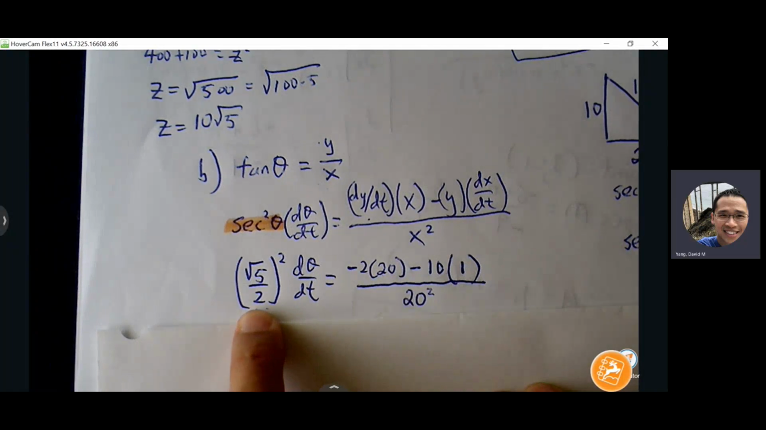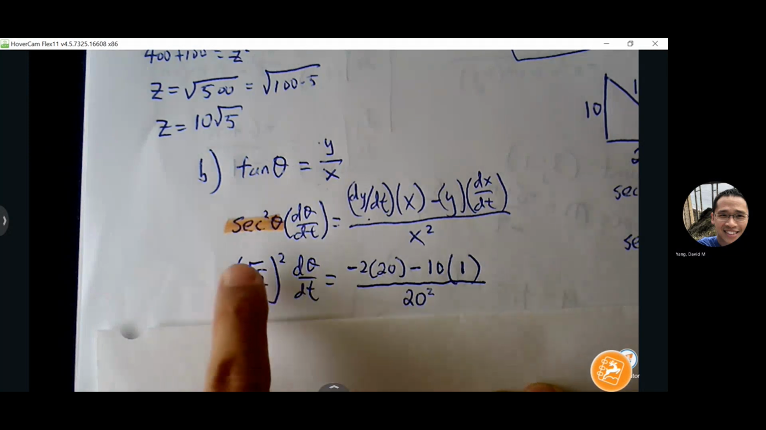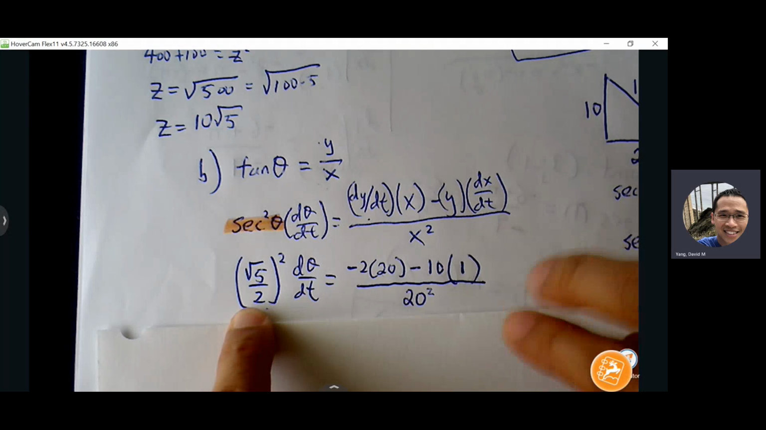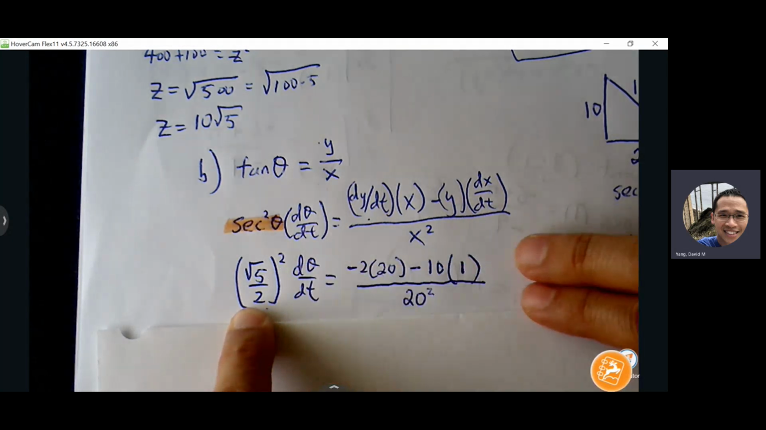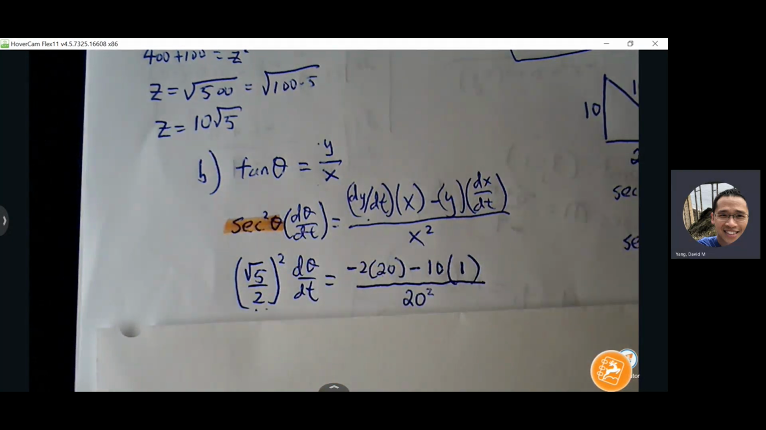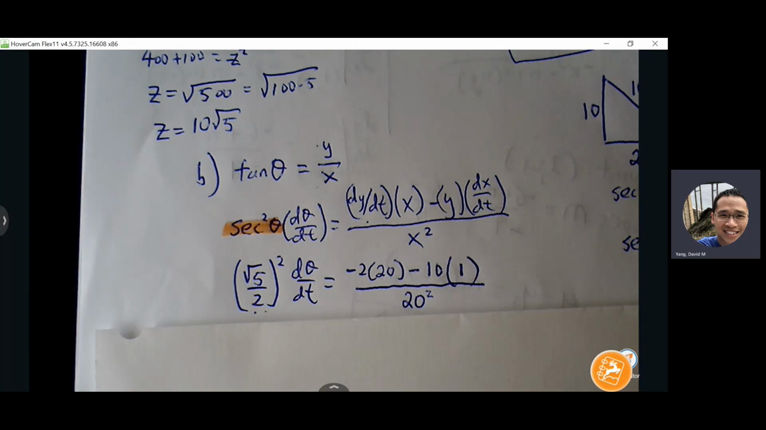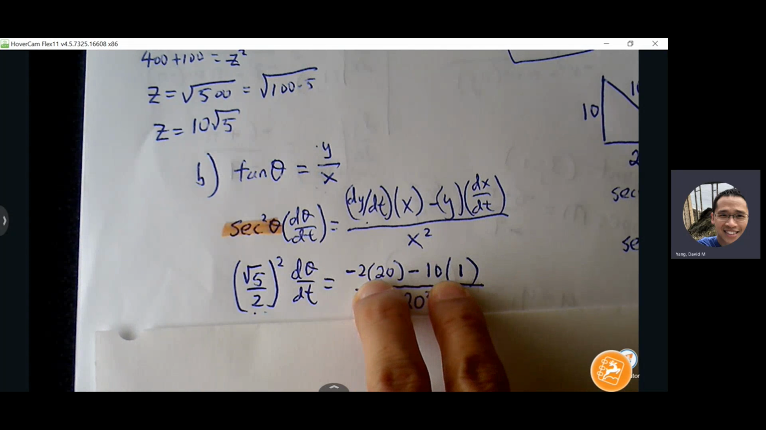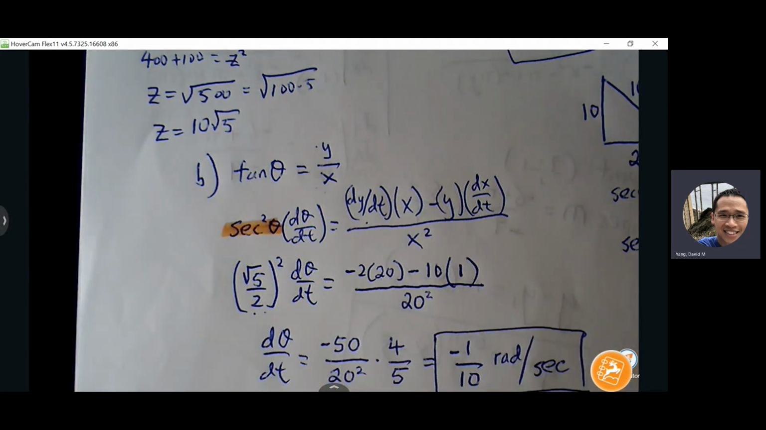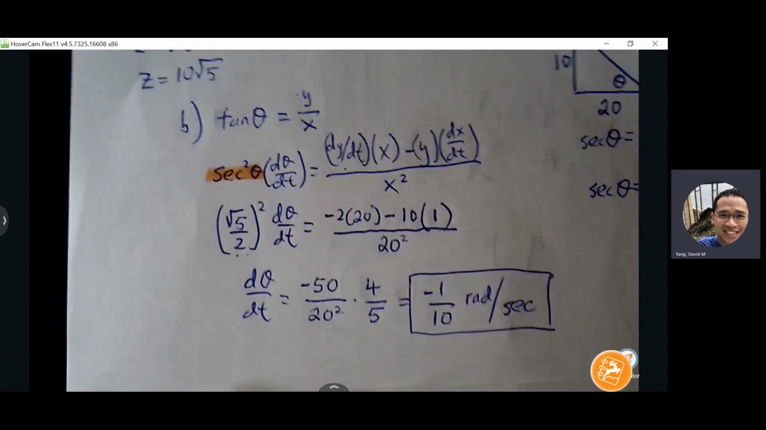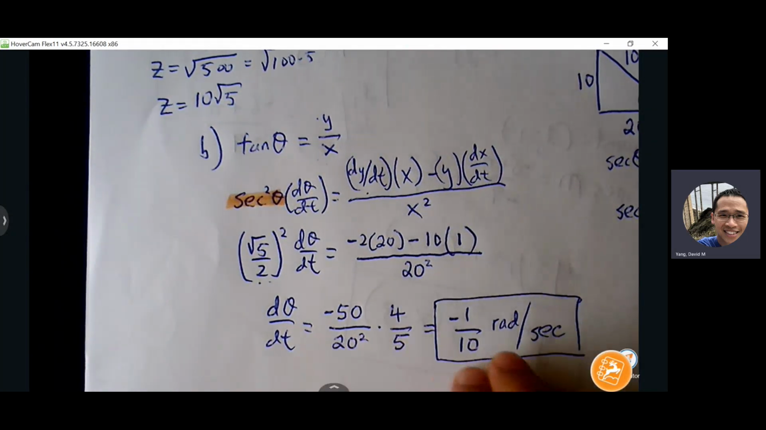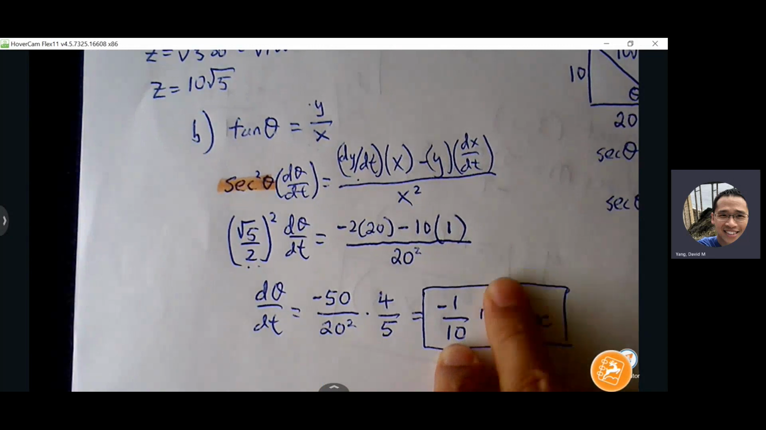What can I do with that root 5 over 2? Make it 5 over 4, and then I have to move it. So 5 fourths is going to turn into what? 4 fifths, right? Dividing by a fraction is the same thing as multiplying by the reciprocal. So I get negative 40 minus 10, which is negative 50. So I get negative 50 over 20 squared times 4 fifths. If you leave your answer like this, I'm okay with that, but if you can clean up, it'll go all the way down to negative 1/10.